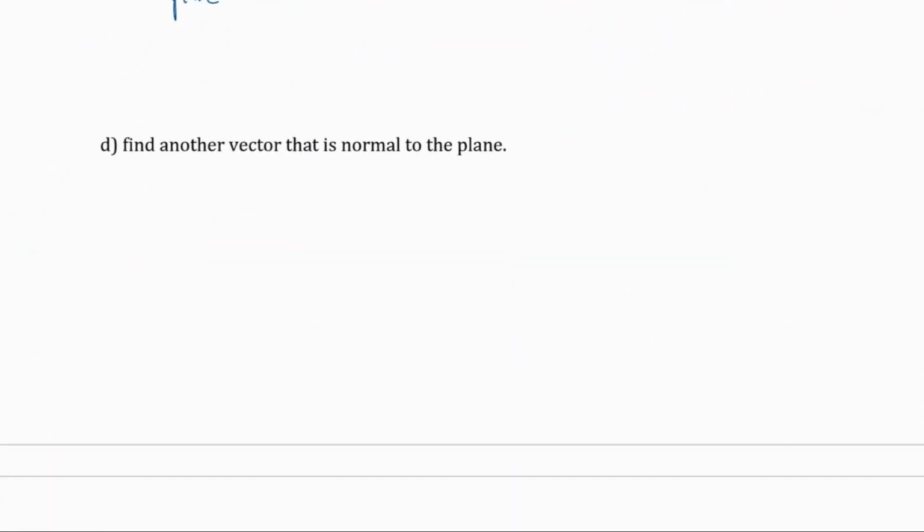So find another vector that is normal to the plane, not parallel. The one that we were given was 2, 3, 1. So what's some other vector that's normal to the plane? This is trivial in a lot of ways once you realize what this is really saying. Because any vector parallel to that will be normal to the plane. And those are the only ones. There's not going to be others. So I have to make it parallel.